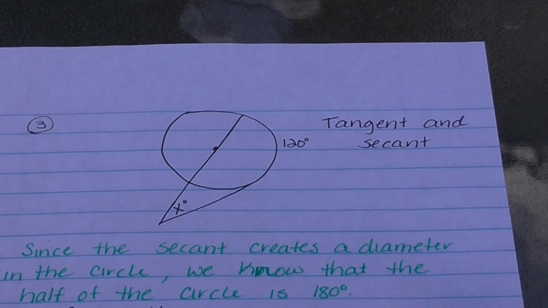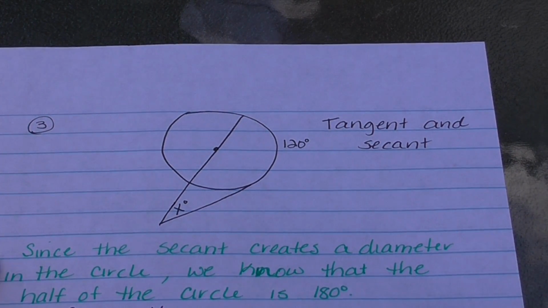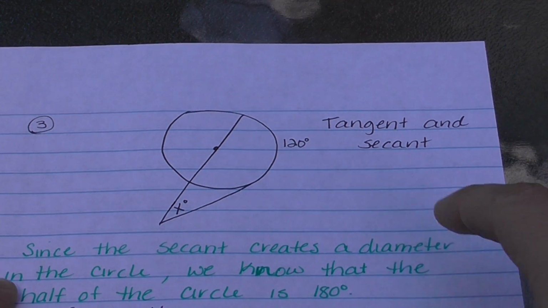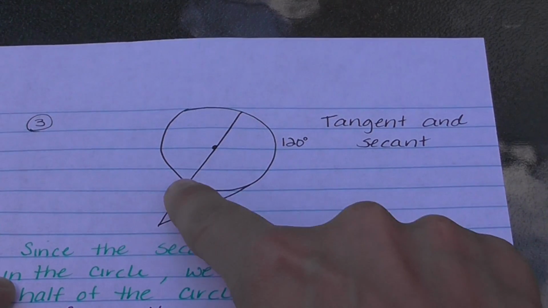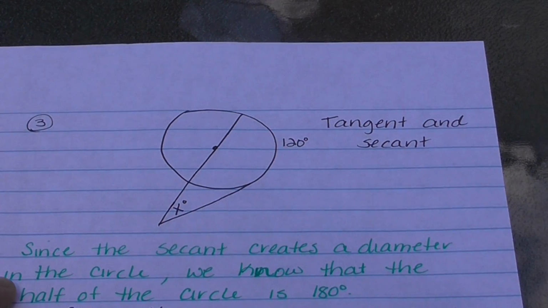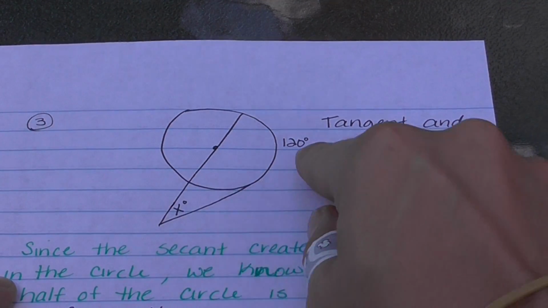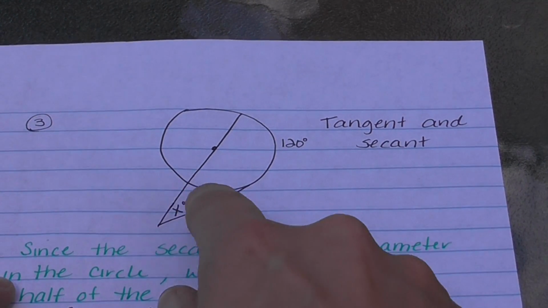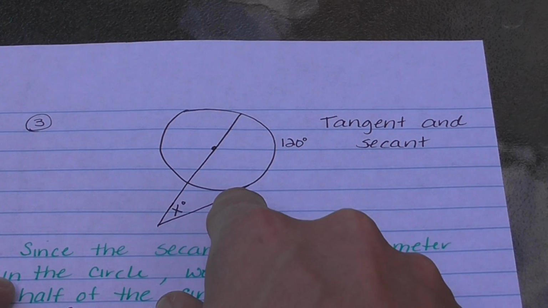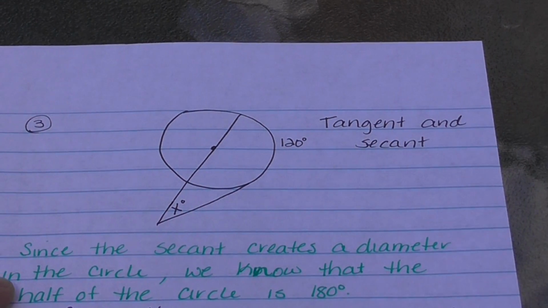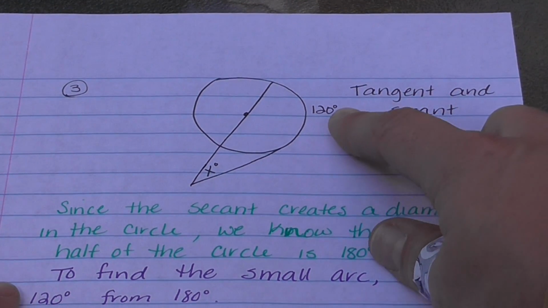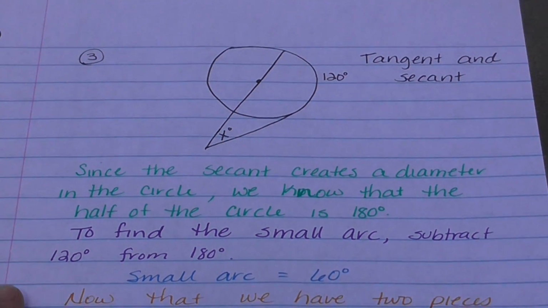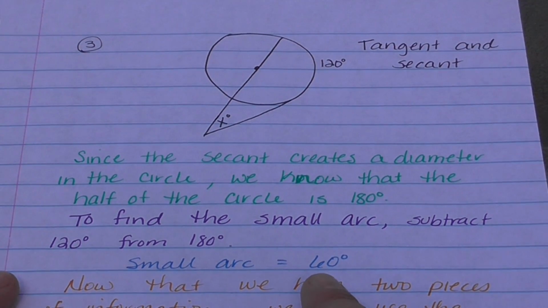Last, a tangent and a secant together. Since the secant creates a diameter in the circle, we know that half the circle is 180 degrees. Before I can start plugging things into the formula, I have to figure out what the small arc is. If I have 180 degrees on this side of the circle and 120 of them right here, this section right here is only going to be 60 degrees, because 180 minus 120 equals 60. So my small arc is 60 degrees.